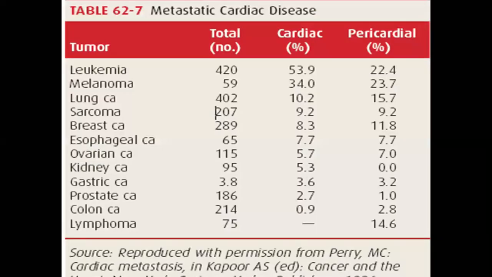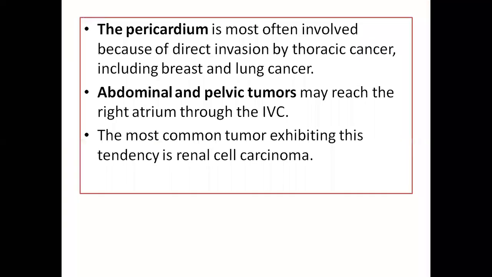This table shows the type of malignancy, like leukemia, and the percentage of metastasis. As we said, the pericardium is most often involved because of direct invasion by thoracic cancer, including breast and lung cancer. Abdominal and pelvic tumors may reach the right atrium through the IVC, and the most common of these is renal cell cancer.